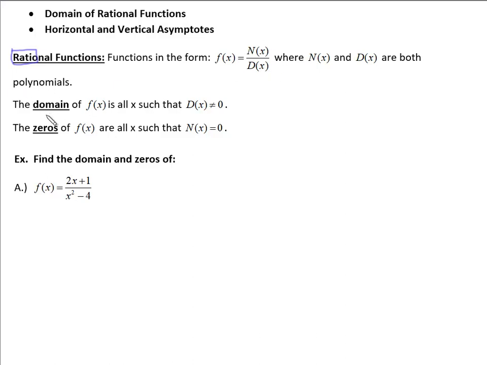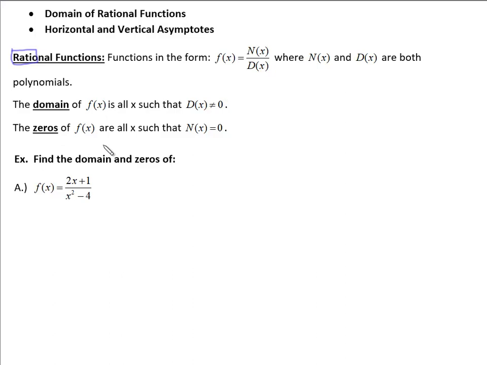Okay, so the domain of f of x of this function is all x such that the denominator does not equal 0. Because remember, if the bottom equals 0, we're dividing by 0. That's not allowed in math. So that's where we're going to have some domain restrictions. And a lot of times that's going to be our vertical asymptote.